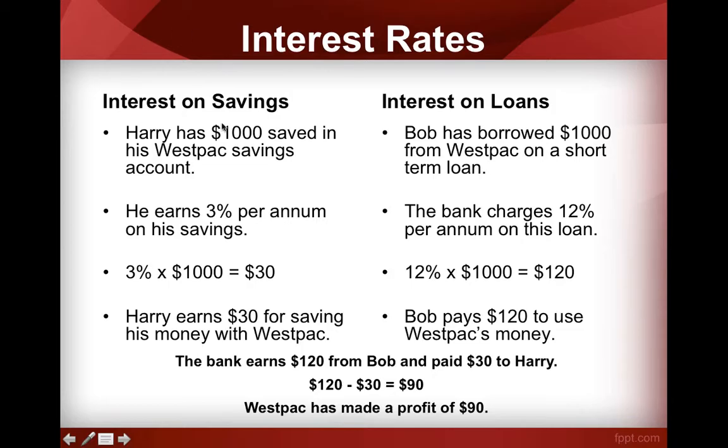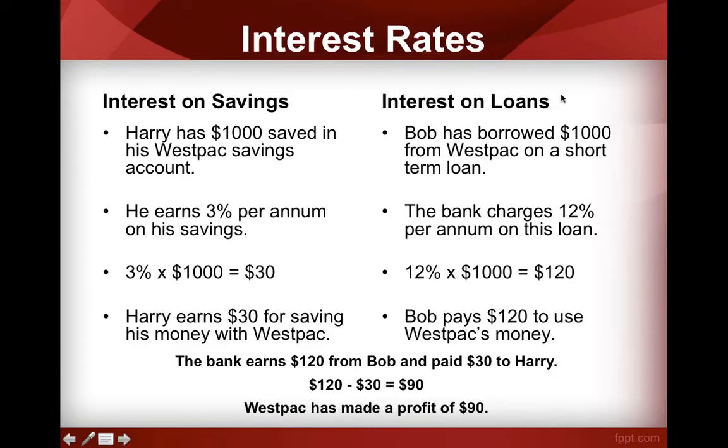So for example, Harry, when he makes interest on savings, has $100,000 saved in a Westpac savings account. He earns 3% per annum on his savings. So that's 3% times 1,000 is $30. So Harry earns $30 for saving and therefore lending his money to Westpac.